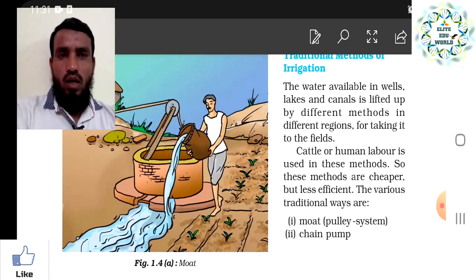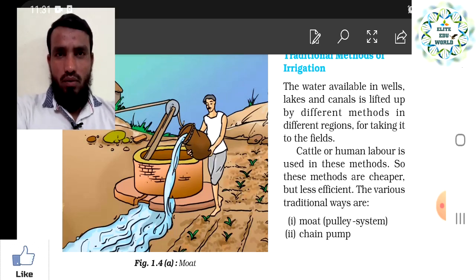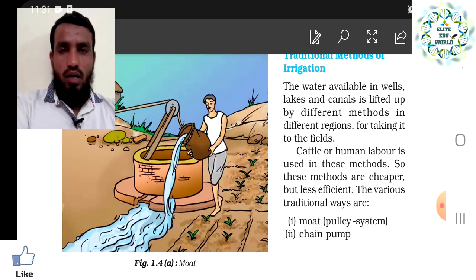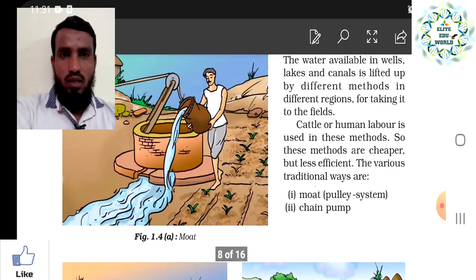Sometimes people bring the water from the wells physically, and sometimes we use some kind of animals. The labor work is done by them, and that is an advantage, it is very cheap. But the disadvantage is it will take more time. A very small amount of water will be produced from this kind of traditional method.